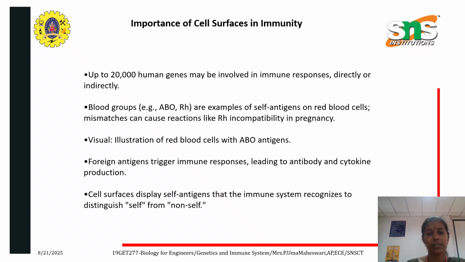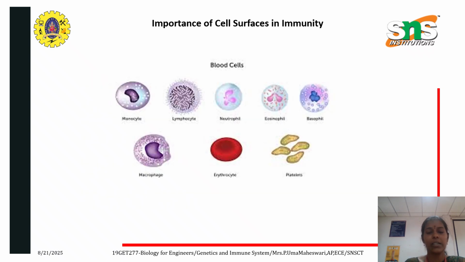Here the cell surfaces display self antigens so that the immune system can recognize and distinguish between self and non-self. The next one is the importance of cell surfaces for immunity. For example, for each and every human the blood group differs. Likewise, the cells are also divided into 6, 7, 8 categories. Here it is named as the genes and innate immune system and the genes and adaptive immune system.